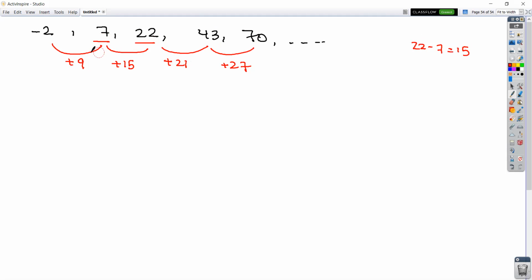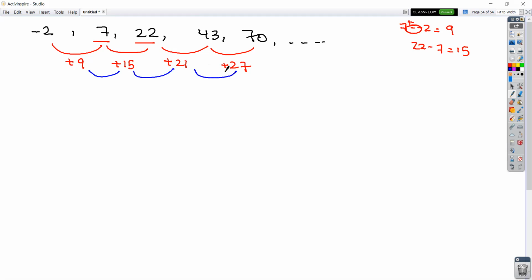To find out the difference between them two, you do 7 minus minus 2. Two negatives make a positive, and that would be 9. So you can find out the difference between each of the two terms and you see how the sequence is going up. Because the first difference is not the same, from here we know that it is not a linear sequence. It means we need to find out the second difference of the sequence.